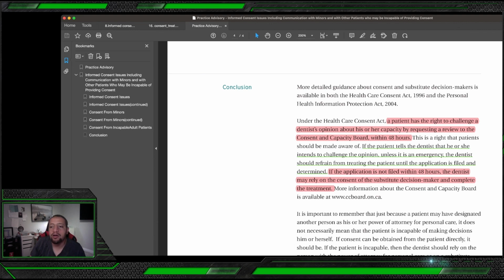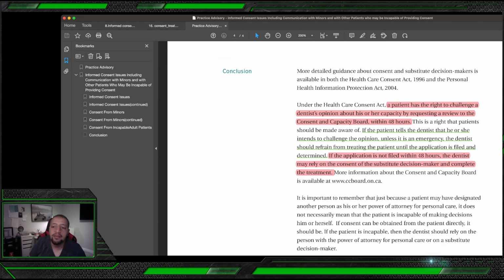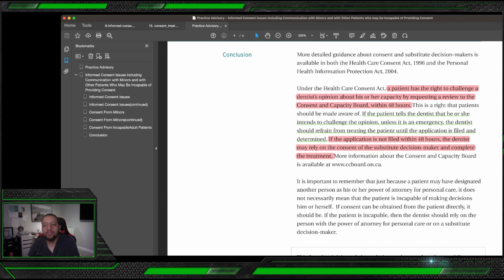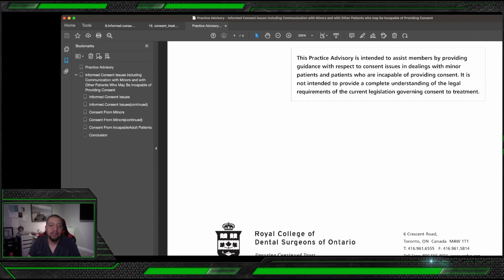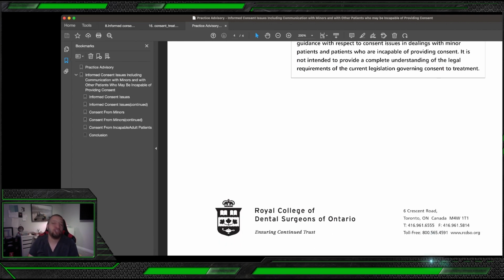In these 48 hours, the patient will go to a legal board to be heard within 48 hours. If the patient tells the dentist that he or she intends to challenge the opinion, unless it is an emergency, the dentist should refrain from treating the patient until the application is filed and determined. If the application is not filed within 48 hours, the dentist may rely on the consent of the substitute decision maker and complete the treatment. So it's not forever. You give him 48 hours, he can go to the court and then you get the decision, unless it's an emergency treatment.